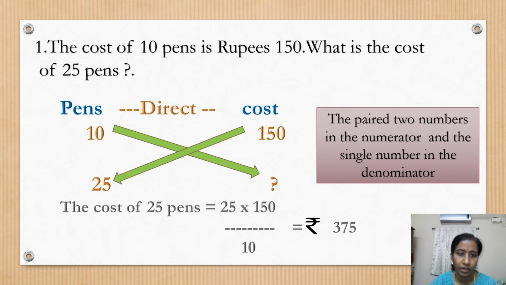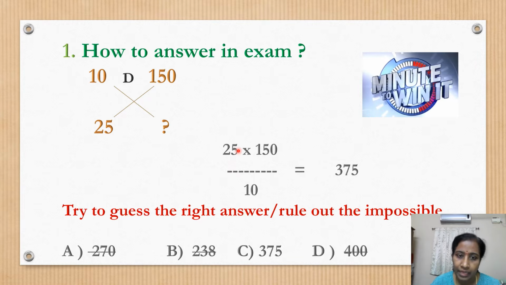This is our shortcut. But how you write in the exam is, you don't have to write everything because time is more important. So you just write these four: 10, 150, 25, how much? Only the three numbers and the question mark. And if it is direct, put an x. The two connected numbers in the numerator and the one single number in the denominator, and you get rupees 375.